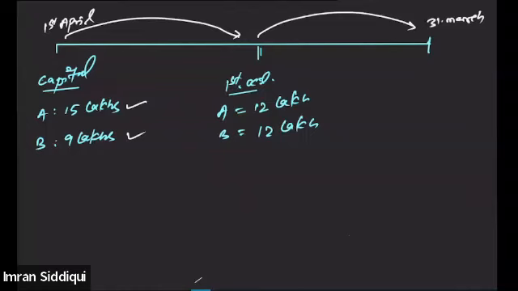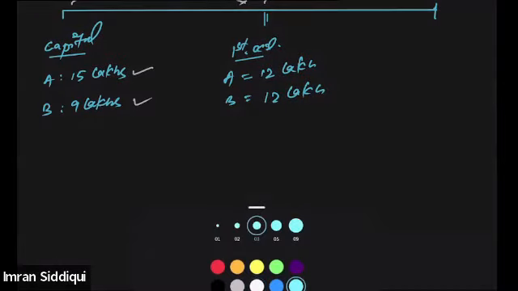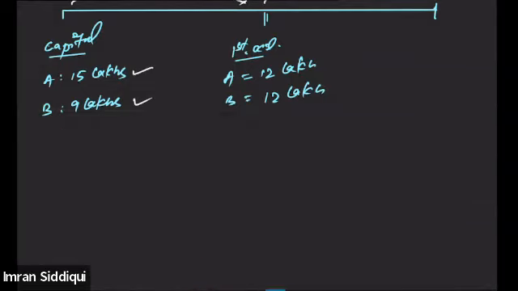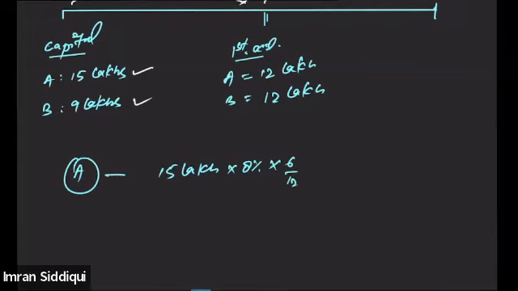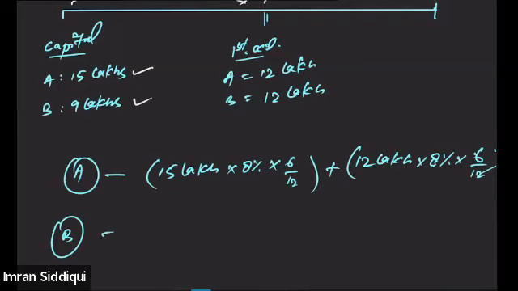Everyone is able to understand this? We will first of all calculate in respect of partner A. We calculate the interest on 15 lakh at 8% for the first 6 months, and then again we'll calculate 8% interest on the 12 lakh for the remaining 6-month period. Same thing we'll do for B as well.